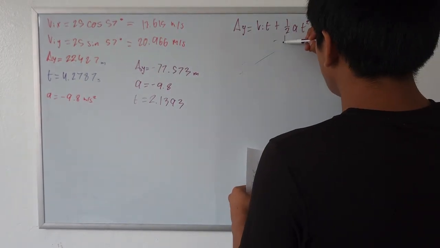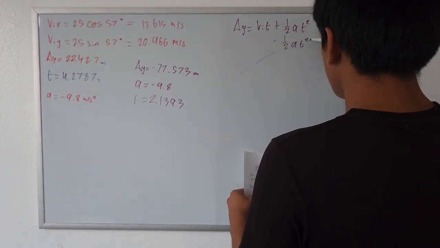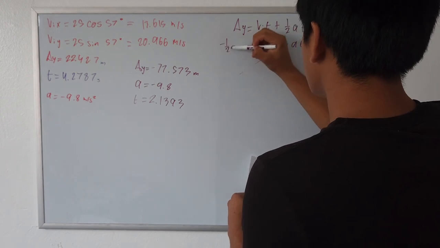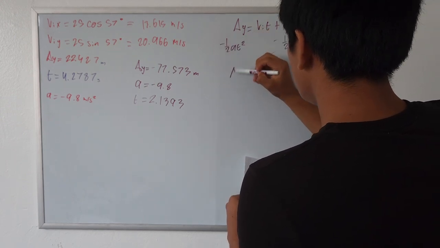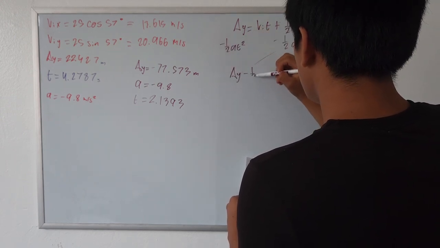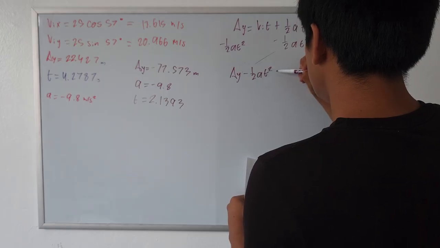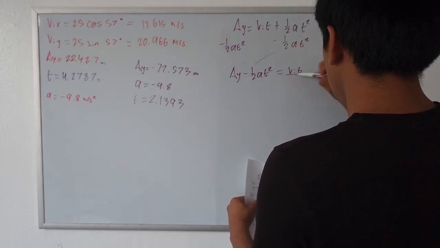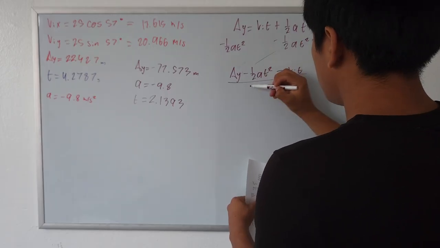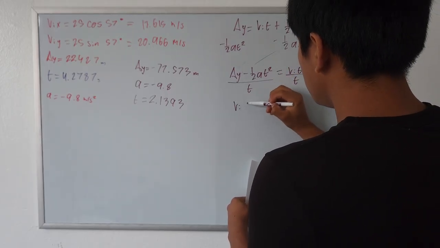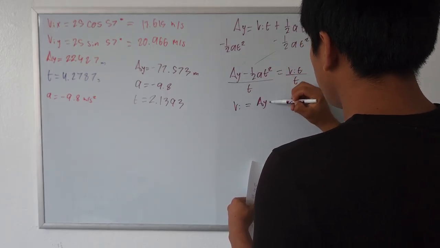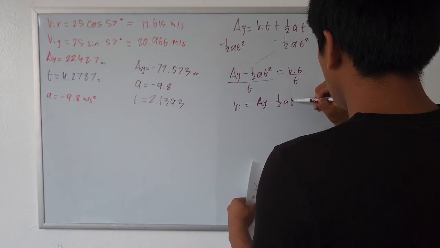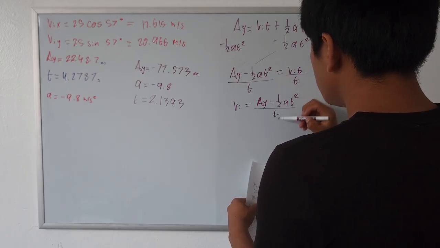So we're going to subtract by 1/2 a t squared on both sides. So we have delta y minus 1/2 a t squared equals v_i t, and then divide by t. So then velocity initial is equal to delta y minus 1/2 a t squared, over t.